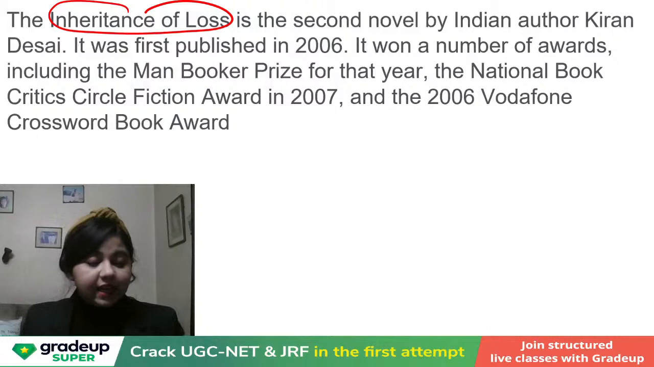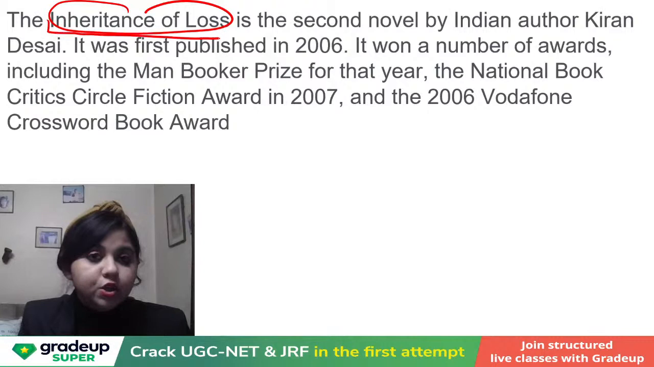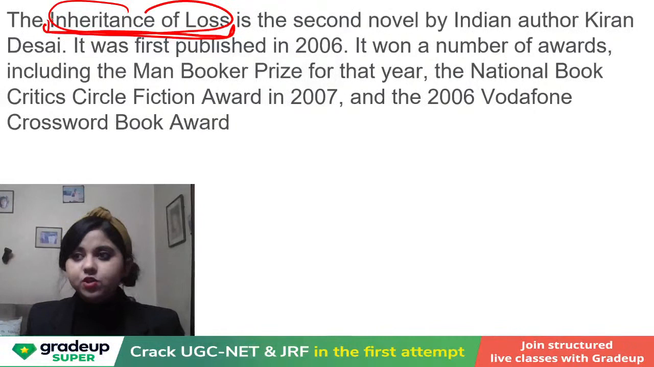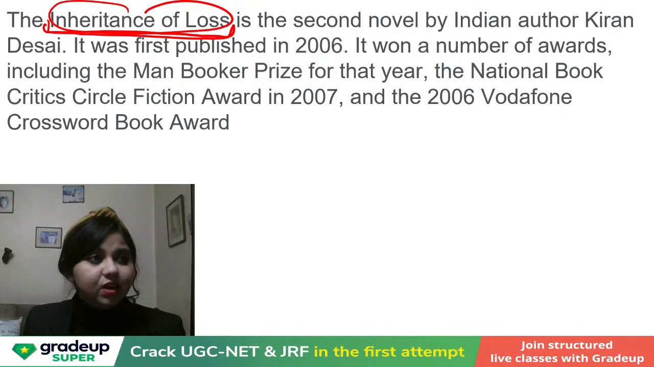Right? And The Inheritance of Loss is trying to capture... can you see that there is a shift from the social novels? It is trying to capture, A, the diasporic experience. B, it is also trying to capture in a way the characters and how the characters are actually in a state of mess.